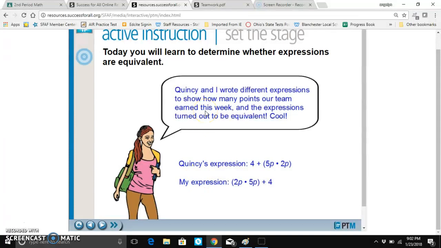Today you will learn to determine whether expressions are equivalent. For example, Quincy's expression is 4 plus 5p times 2p, and it says my expression 2p times 5p plus 4. If you notice, these expressions are equivalent because the commutative property of addition says that you are allowed to switch two terms around and it will still be the same thing. So commutative property of addition says you're allowed to switch these two terms if you'd like, and it still means the same thing.